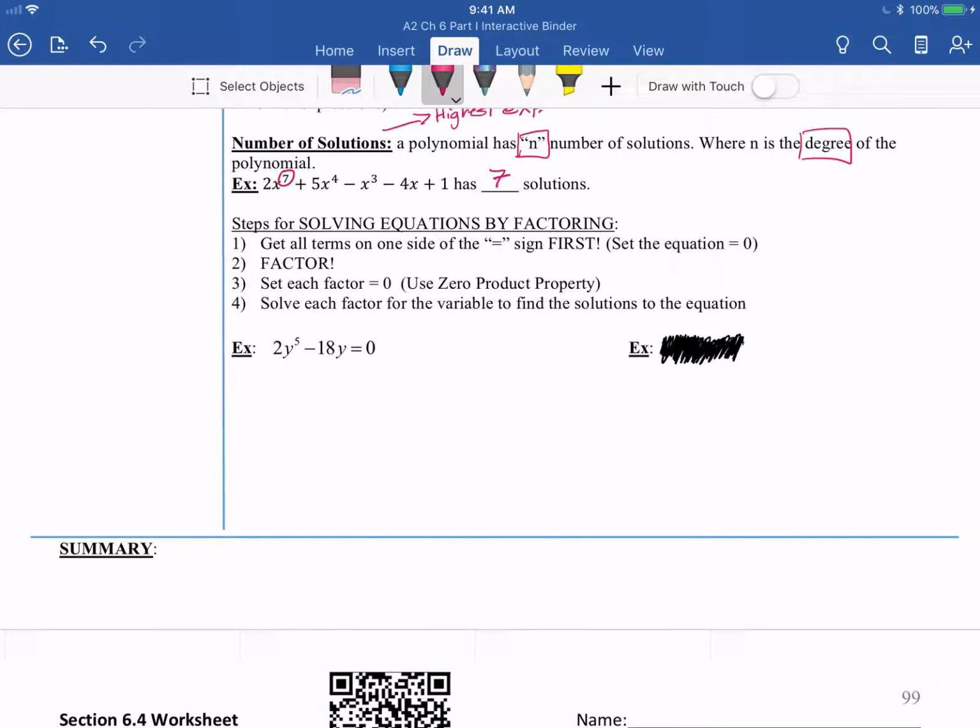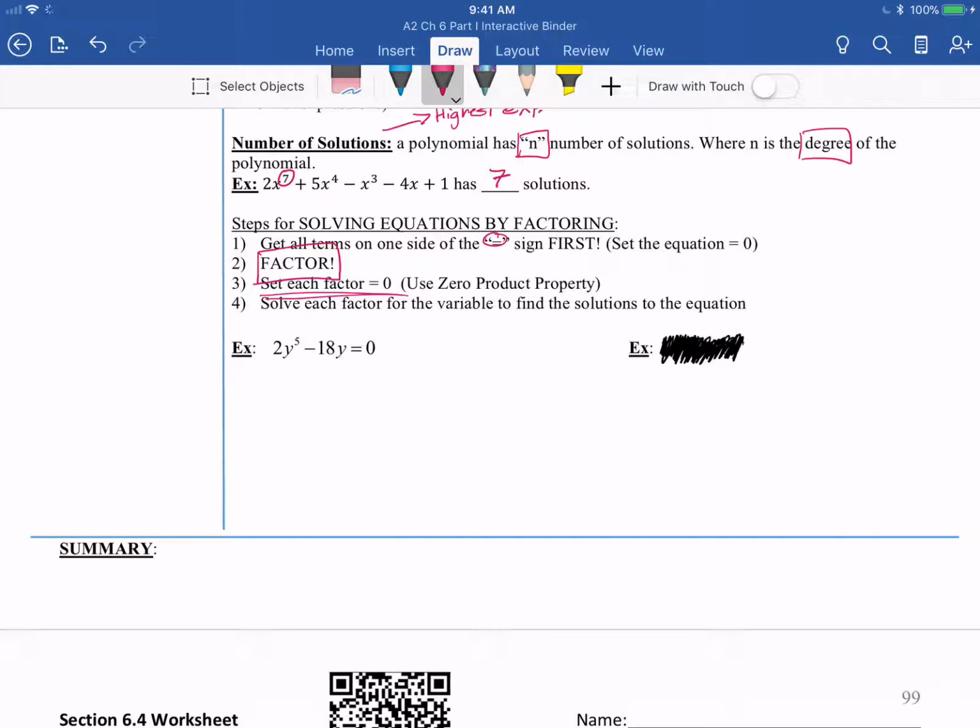Like I said, in the second part of chapter 6, we're going to bring this all together: what do these solutions actually mean? So for this first one, notice how I crossed out that second one there. We're just going to worry about this first one. I have to factor this in order to find all of my solutions. It says: number 1, get all the terms on the same side of the equal sign. Number 2, factor. Then set each factor equal to 0.